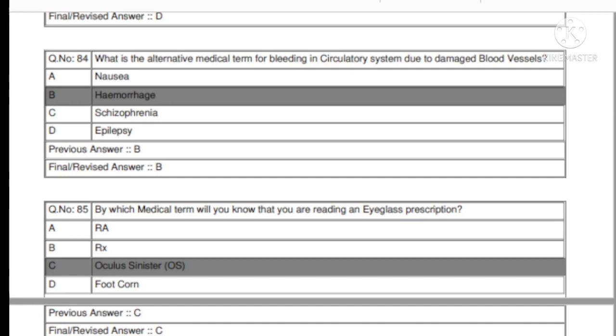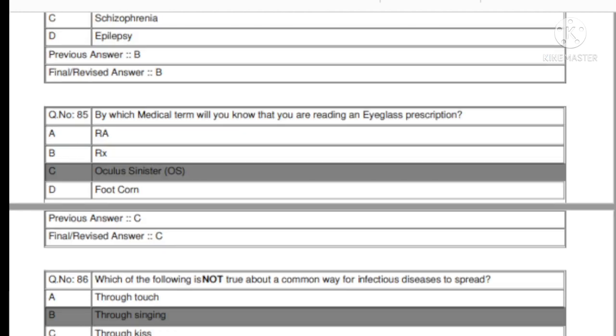Question number 84. What is the alternative medical term for bleeding in circulatory system due to damaged blood vessels? A. Nausea. B. Hemorrhage. C. Schizophrenia. D. Epilepsy. Nausea is not the alternate medical term for bleeding. Hemorrhage is the alternative medical term for bleeding. Schizophrenia is a psychiatric disorder. Epilepsy, there is abnormal electrical discharge from brain. So B is the answer, hemorrhage.